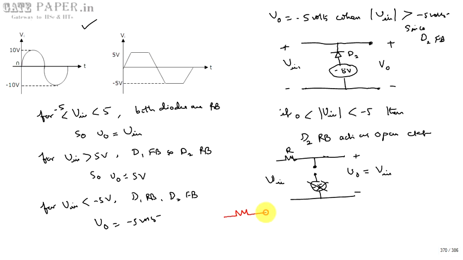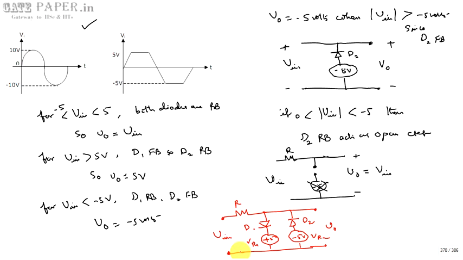So this is diode 1 with plus 5 volts. Next, diode 2 with minus 5 volts. This side is V naught and this side is V input, with resistor R. So there is no need of knowing the value of R for this. This will be D1 and this will be D2, with reference voltages VR1 and VR2. That's all.